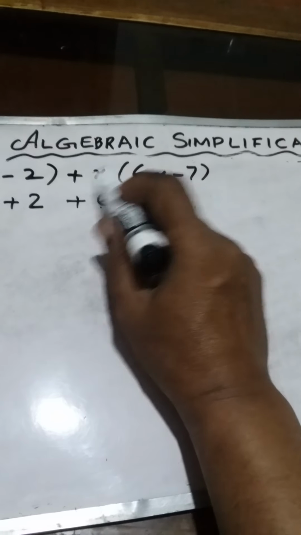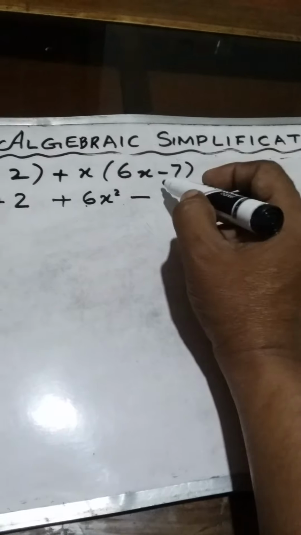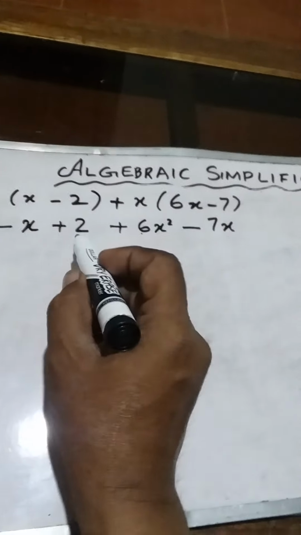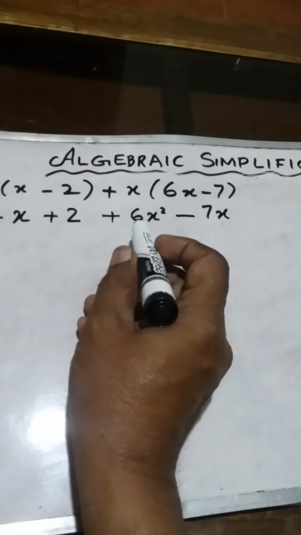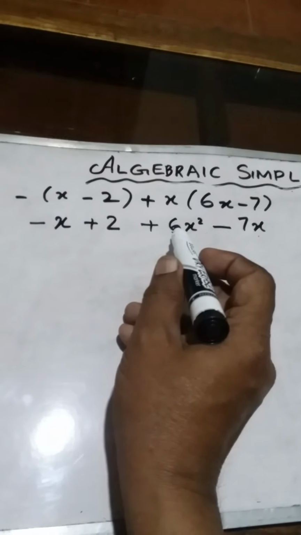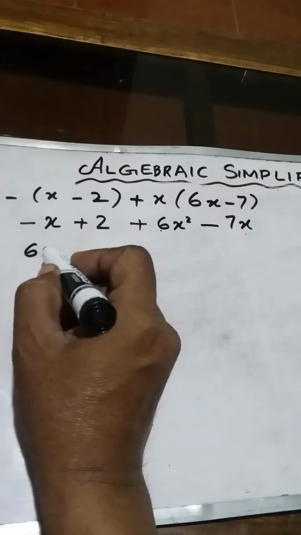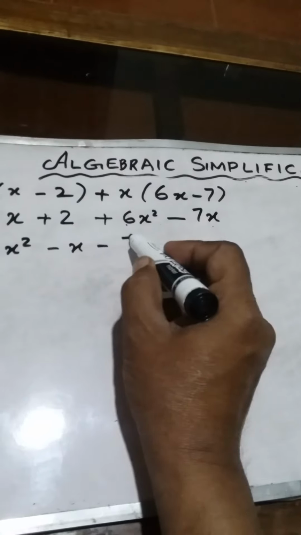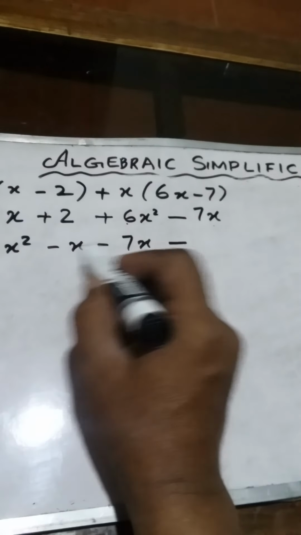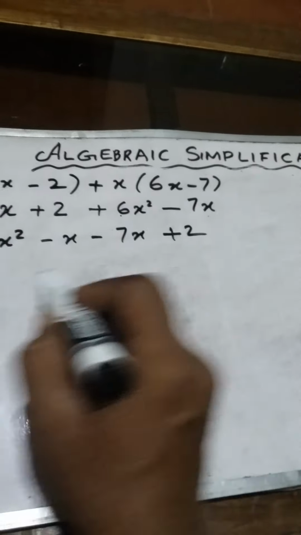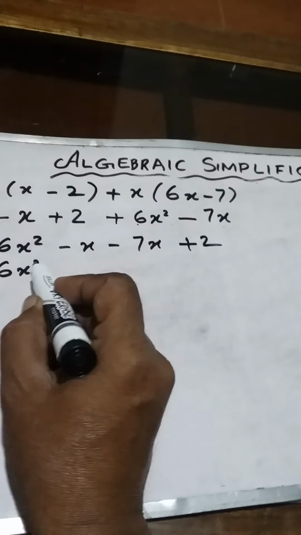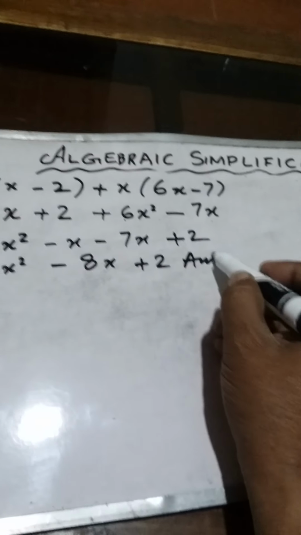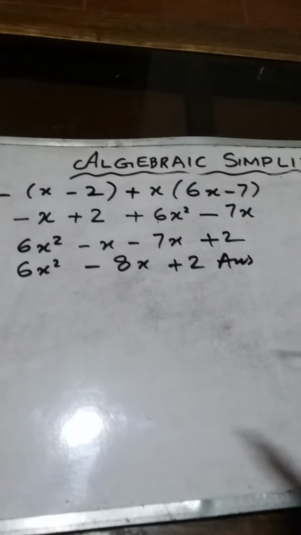Now minus times minus is plus, wait, minus times plus minus is minus. x into 7 is 7x. Now this 6x square is the largest value here, so it will come at the beginning. Now minus x and minus 7x are like terms, and then 2, which is unlike. Now 6x square minus 8x plus 2 will be your answer. It is done in this way.